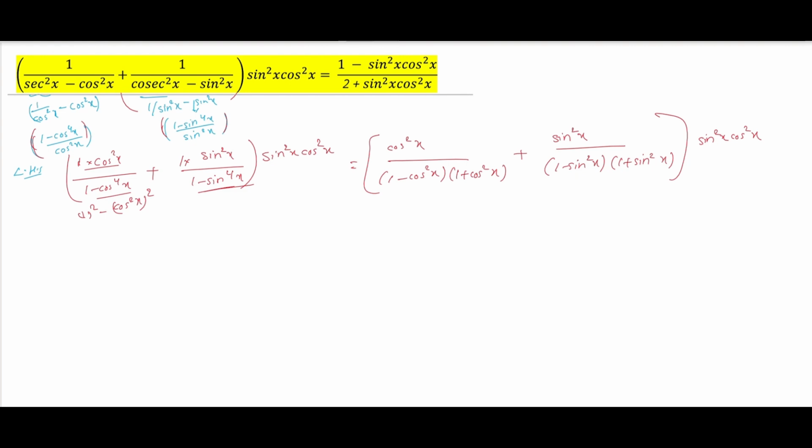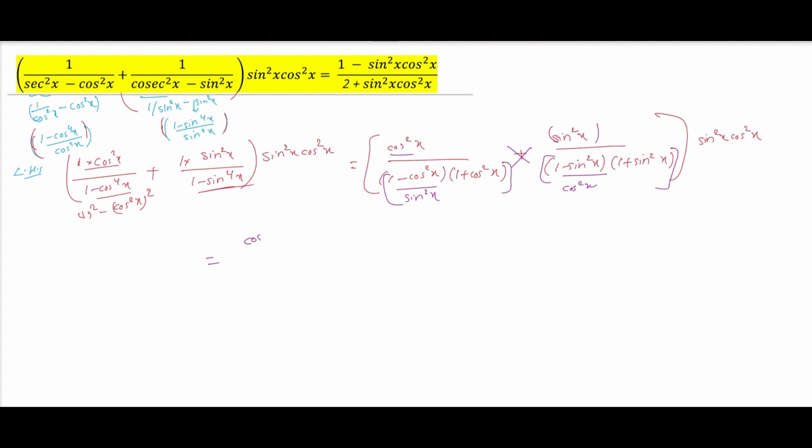Now, if we observe here, this 1 minus cos square x can be written as sin square x. And 1 minus sin square x can be written as cos square x. After writing that, we'll just try to do the butterfly method here. So, this will become cos square x into this entire thing, and then sin square x into this entire thing.